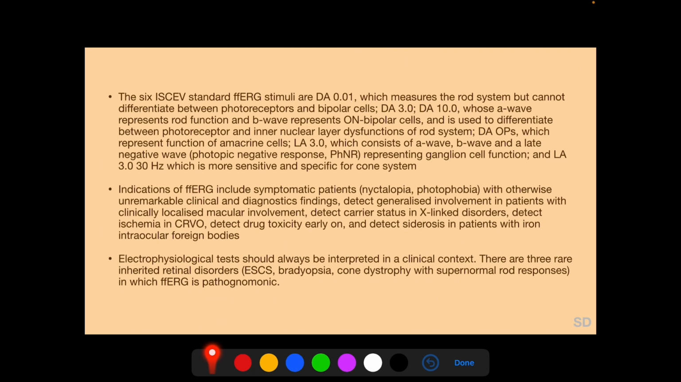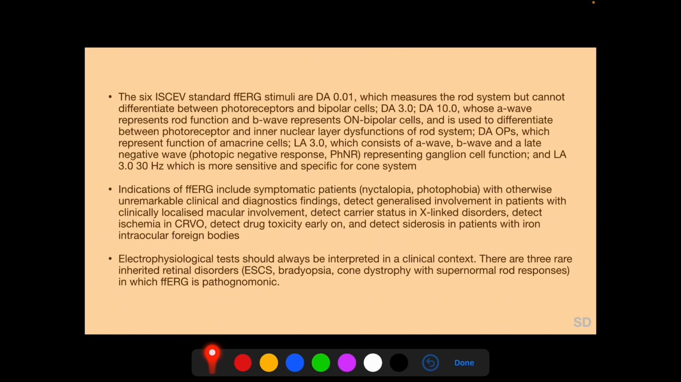Indications for ffERG include symptomatic patients complaining of nyctalopia and photophobia with otherwise unremarkable clinical and diagnostic findings, to detect generalized involvement in patients with clinically localized macular involvement, to detect carrier status in X-linked disorders, to detect ischemia in CRVO, to detect drug toxicity early on, and to detect onset of siderosis in patients with iron intraocular foreign bodies.